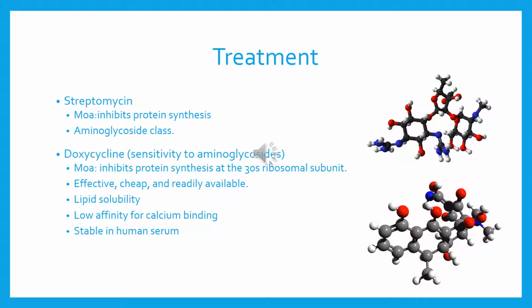The mechanism of action inhibits protein synthesis at the 30S ribosomal subunit. This drug is effective, cheap, and readily available. Doxycycline has a high degree of lipid solubility. It's stable in human serum, and it has a low affinity for calcium binding.